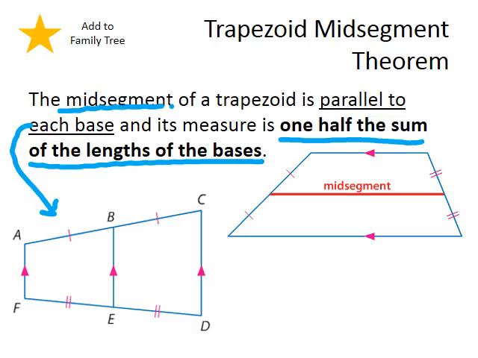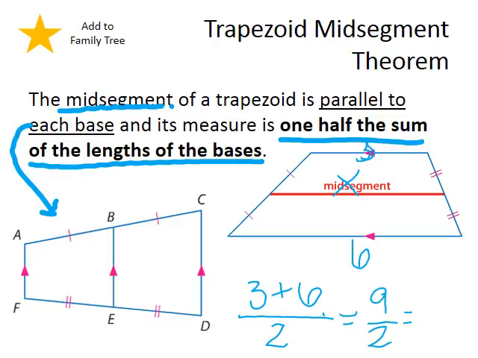So let's say you know each of the bases. We'll say this first base is 3 units, and the bottom one is 6. To find the length of the mid-segment, we just add the two bases together, 3 plus 6, and take 1/2 of that, or divide it by 2. So the length of the mid-segment would be 9/2, or 4.5 units. That's the basic practical use of the mid-segment theorem.